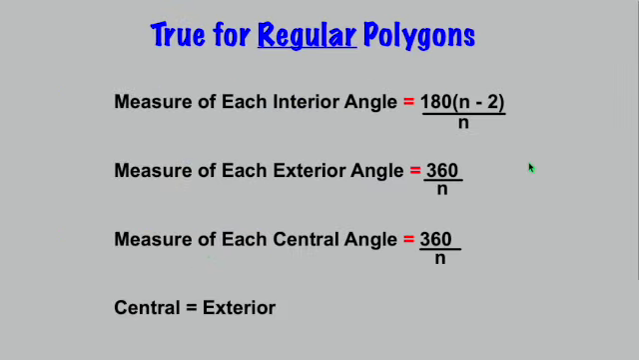And now let's go ahead and just throw out the formulas for you here. If I want to know each interior angle and it's a regular polygon, it's 180 times the quantity n minus 2 divided by n. And exterior and central angle, the measure of each is going to be the same. It's 360 divided by the number of sides. And a central angle will equal the measure of an exterior angle as well.